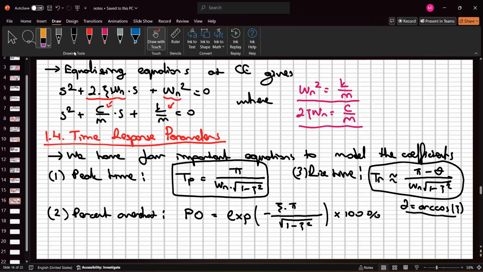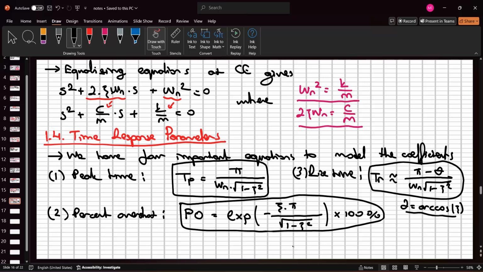And also we have another parameter in here. It's the settling time, guys. The settling time, Ts, is equal to 4 divided by zeta times Wn, for 2% error at the steady state values and the final steady state values. Okay? So, how can we solve these equations in these forms?